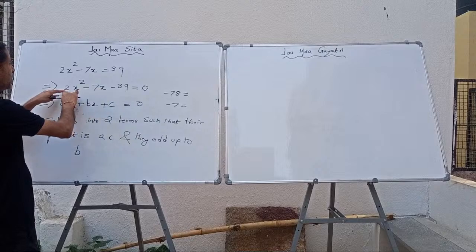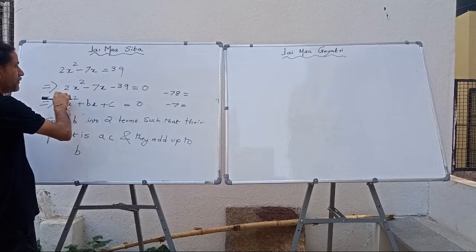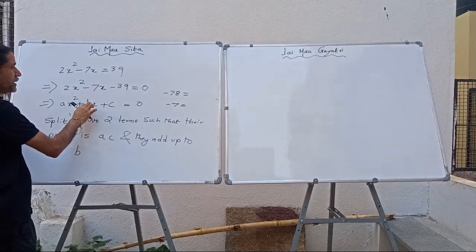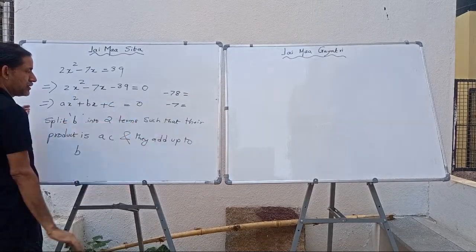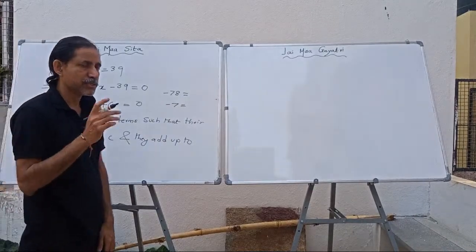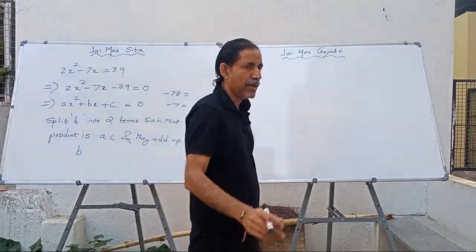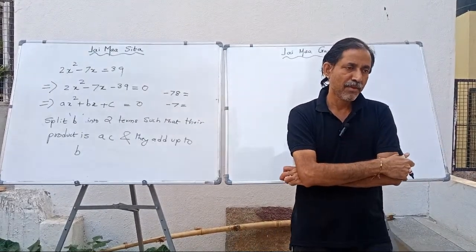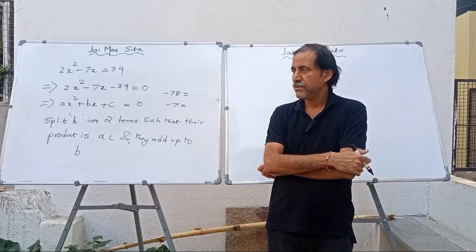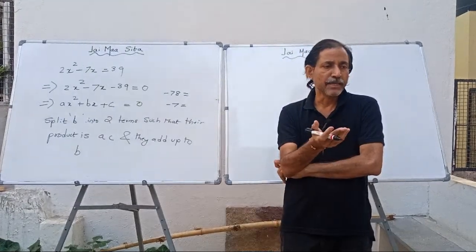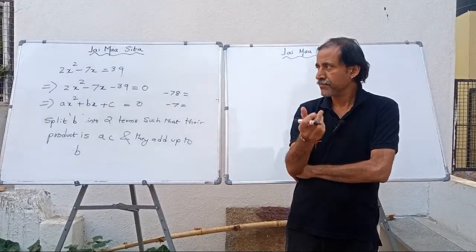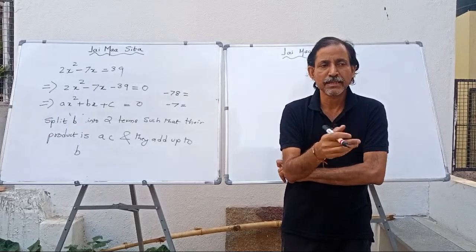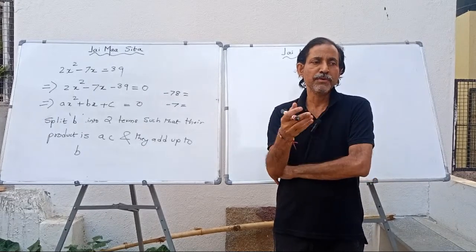So in this case, a is 2, c is minus 39, and when you multiply two numbers, you should get minus 78. When you add them, you should get minus 7. So now that is the idea. Find two such numbers. When you multiply, get minus 78. When you add them, minus 7. You got the numbers? Try at least. 2 and 39 doesn't help you, correct? So what are the other numbers? If not 2, then you try 3, try 4. That way you go. Somewhere you will get it.